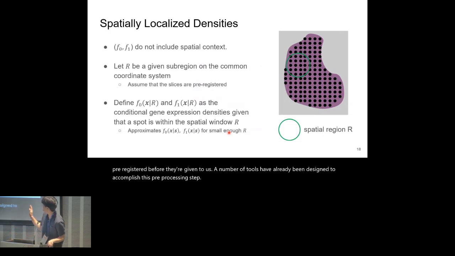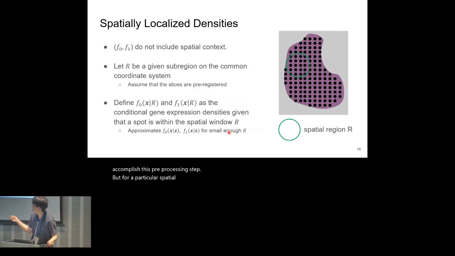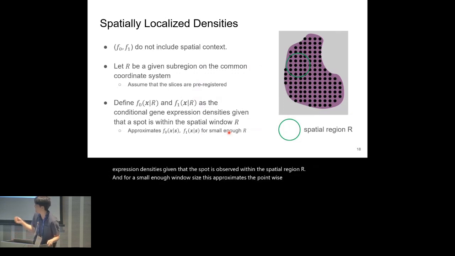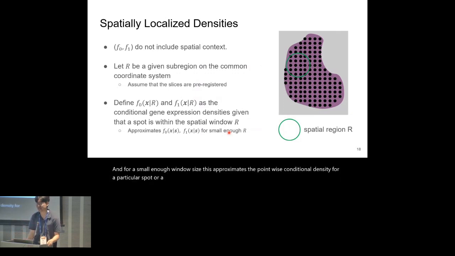But for a particular spatial region R, we can find two conditional densities that are the gene expression densities, given that the spot is observed within the spatial region R. And for a small enough window size, this approximates the pointwise conditional density for a particular spot or a location of a spot on the tissue.